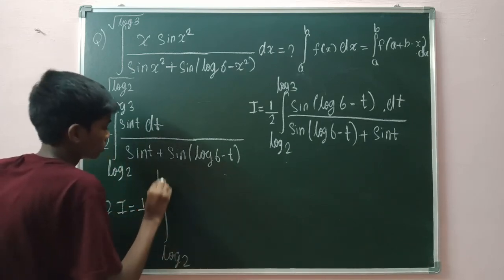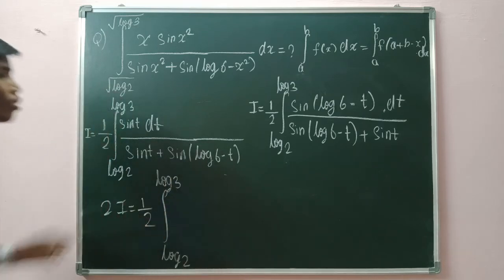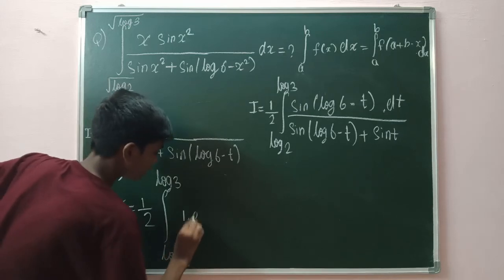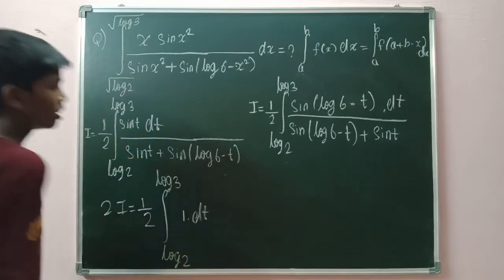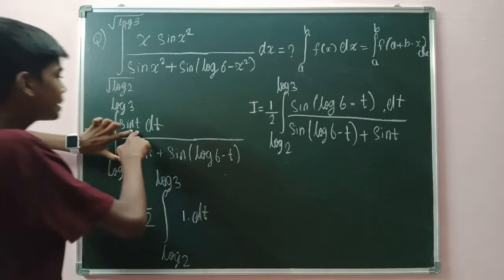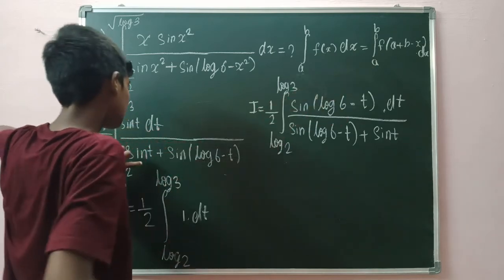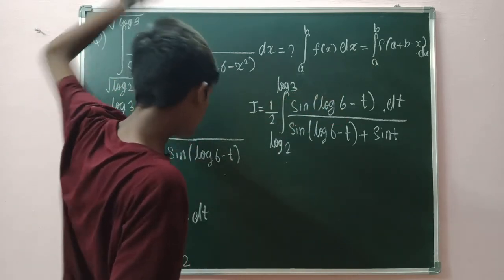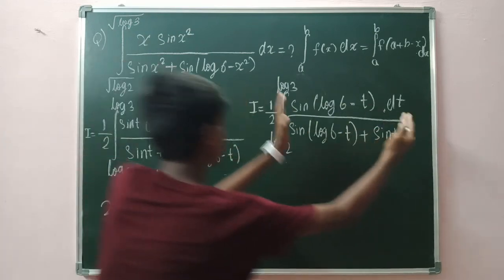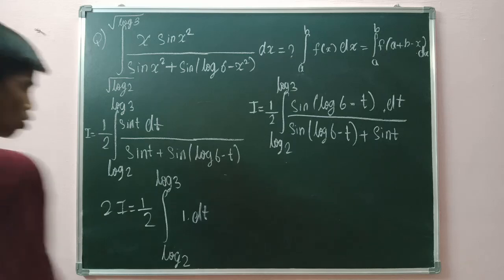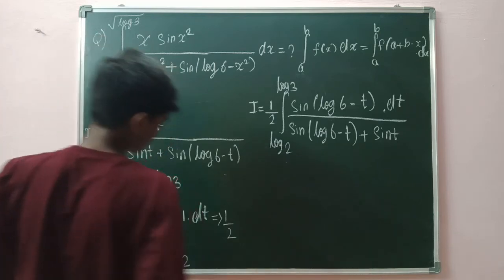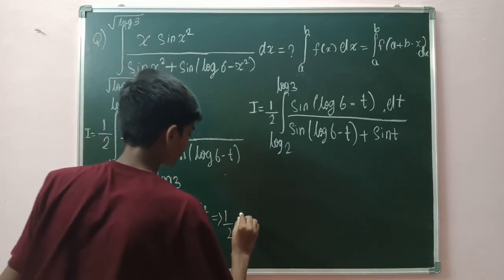to log 3 of, when you add these two integral expressions, as the limits are the same, I can directly add the integral expressions. Then you will get sin t plus sine of log 6 minus t over sin t plus sine of log 6 minus t. So both these terms will get cancelled. Hence I will get 1. That makes you clear. Then I will get 1 by 2 into the integral of 1 dt. Integral of dt is t. Right?